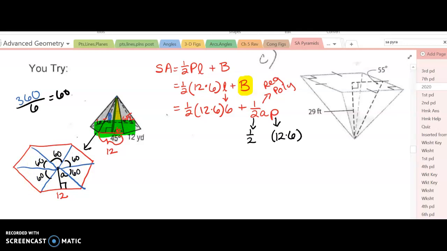And so when we drew in that apothem, don't forget that further subdivides that 60 into 30 and 30. So now we have a 30, 60, 90 there in yellow. And we know that 12 can be split into 6 for this side and 6 for this side. So if across from 30 is 6, then across from 60 degrees, our apothem, should be 6 square root 3.